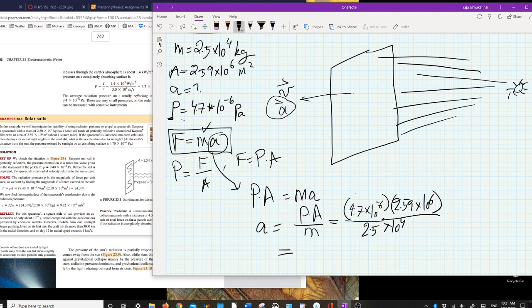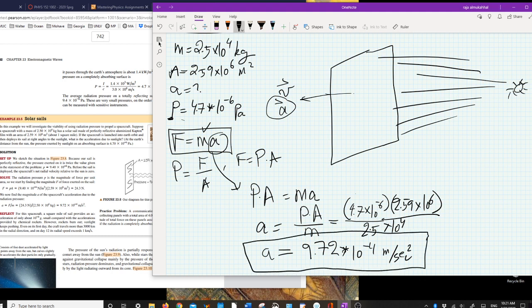It should be a really tiny acceleration. And when you calculate it, I'm just going to get the answer. He did it a little bit slightly different, I guess. But anyway, when you calculate that, you get 9.72 times 10 to the power of negative 4 meter per second squared. In other words, this solar sail will move really slowly, and it will speed up really slowly. It will take it forever to reach a certain destination. But again, you're not using fuel. It's not self-generating. But that's basically how you work it out.